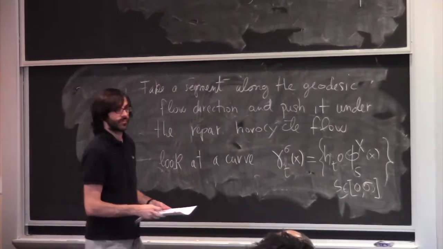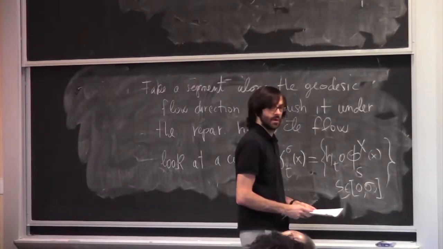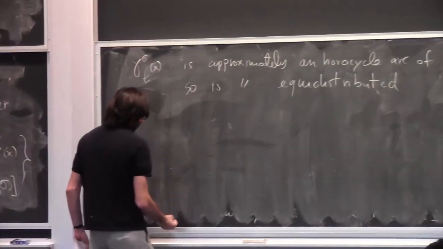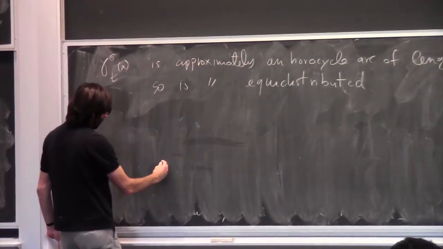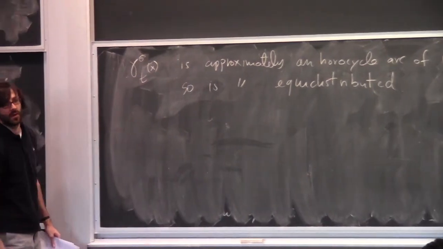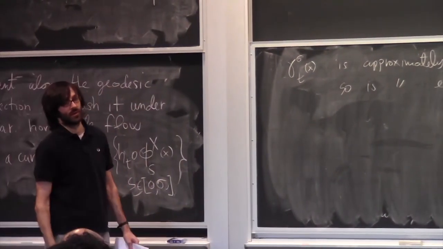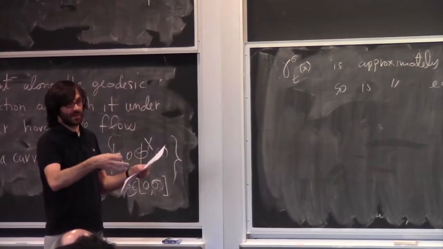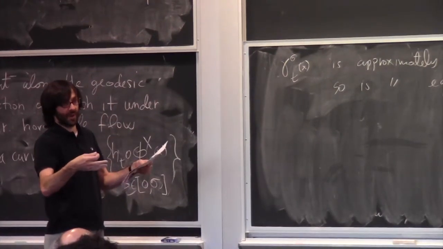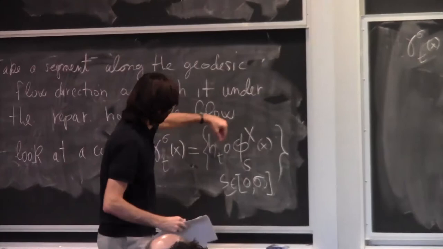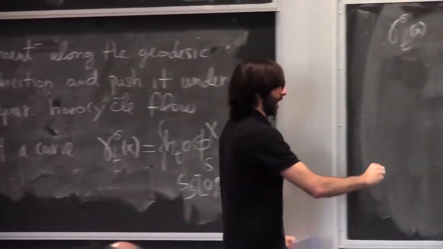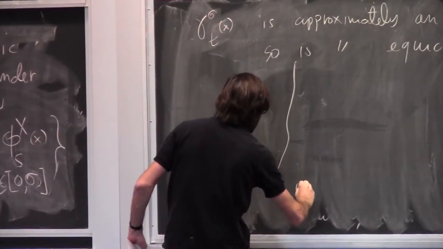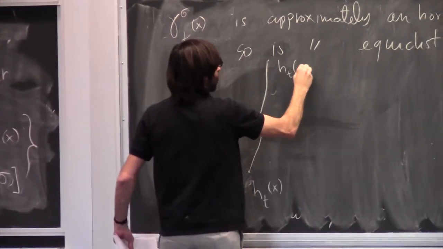But it's not a piece of geodesic anymore. I don't understand. You take a piece of geodesic. This is why I'm drawing the picture. I'm not sure I can draw a picture of that. You take a piece of geodesic and you just push it under the reparametrized horocycle flow. Since the time change is smooth, more or less the same thing happens as with the horocycle flow. So your initial point moves, of course, this curve starts at x. You get a curve which looks like this. It starts at h t of x and goes to h t of phi.